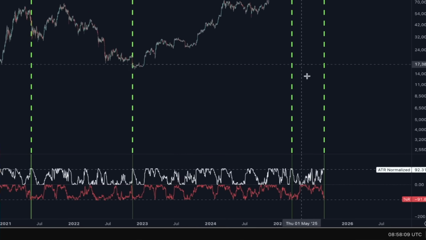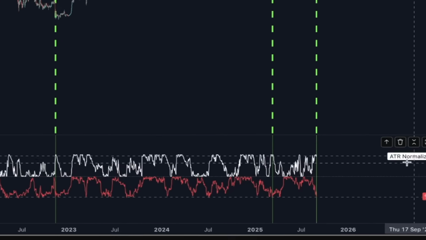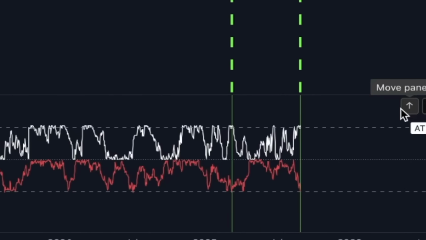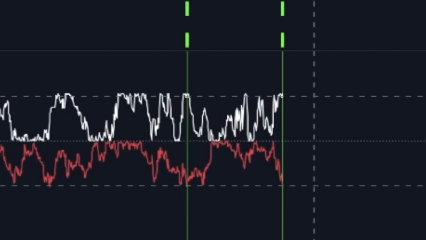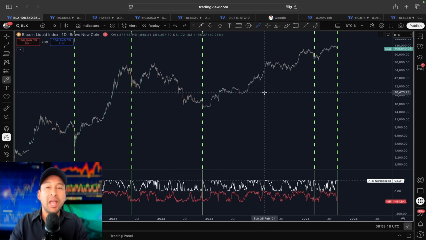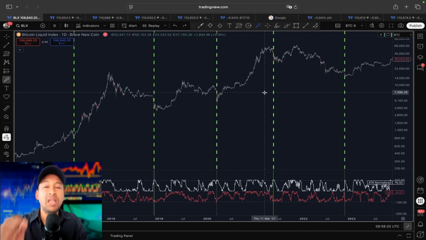Yes, you heard that correctly, guys. The combination of ATR normalized and Williams percentage error is showing us another buy signal, which in history has turned the price of Bitcoin completely parabolic.